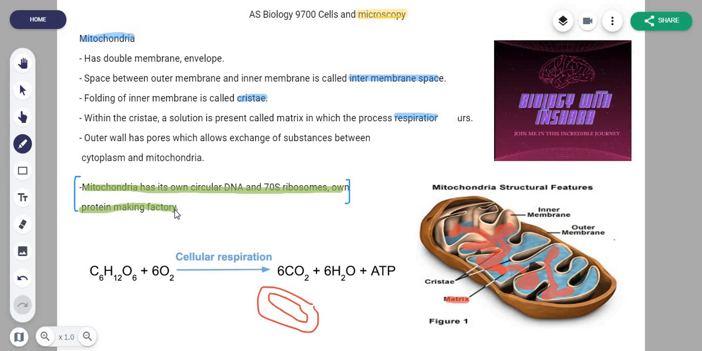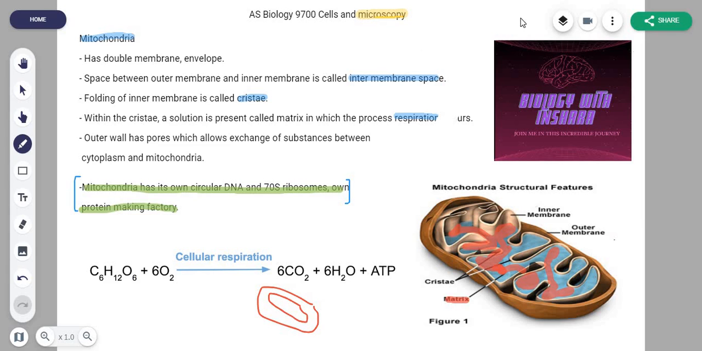And one other special thing about it is that it has its own circular DNA in the matrix, and it has its own 70S ribosomes in its matrix. 70S is referring to the size of the ribosomes, which is about 20 nanometers. And ribosomes are basically organelles that produce or make proteins.